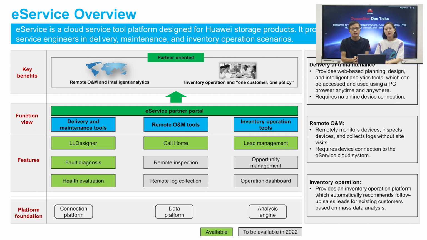First, in terms of delivery and maintenance, eService provides the planning and design tool AR Designer, a fault diagnosis tool, and a health evaluation tool. They can be accessed on the web. That is to say, you can visit the tools on a PC browser anytime and anywhere.